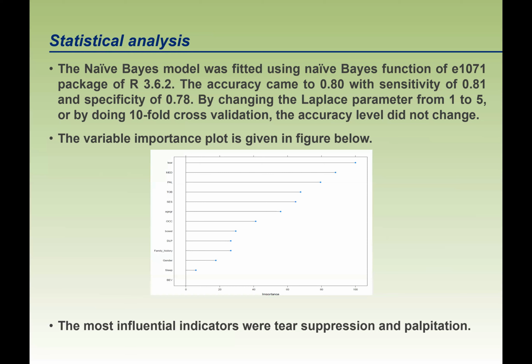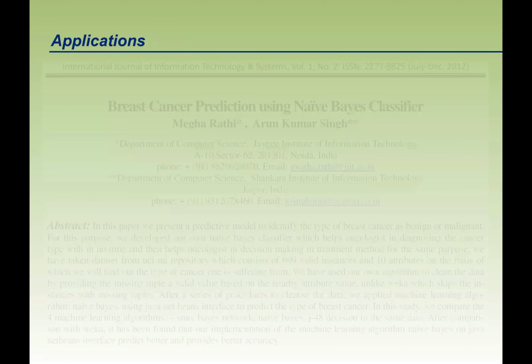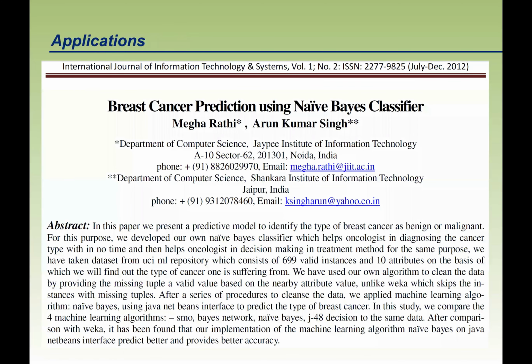This was done, and based on the performance of different variables in their predictive ability or strength of association, we prepared this graph, and the most influential indicators were found to be tear suppression and palpitation. This is one of the actual case studies here, on the effect of breast cancer prediction using Naïve Bayes classifier.